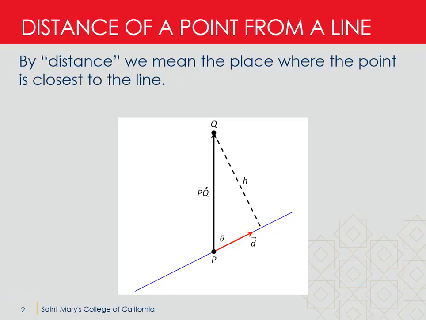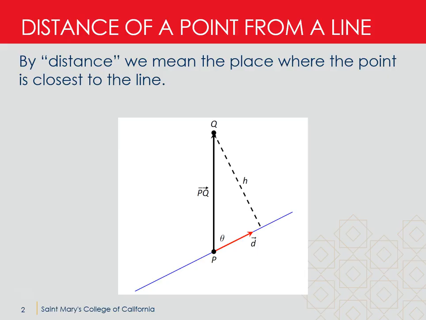Okay, so first off, we're looking at the distance from a point to a line. And we have to be a bit more specific here, right? If we think about a point in space and a line in space, actually, the line is lots of distances away from that point. So when we say distance, we mean the place where the point is closest to the line, or that shortest distance. That's labeled as h here on this diagram. And of course, that's the perpendicular distance, right? So the dashed line and the blue line there would have a right angle. And that gives us the shortest distance between the line and the point Q.